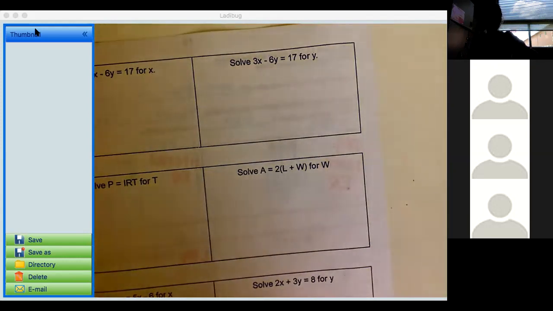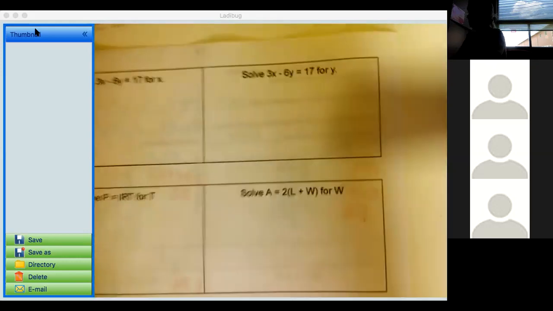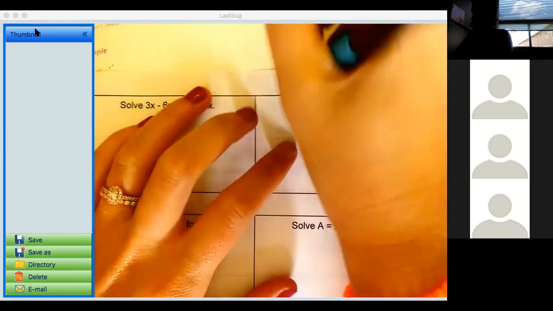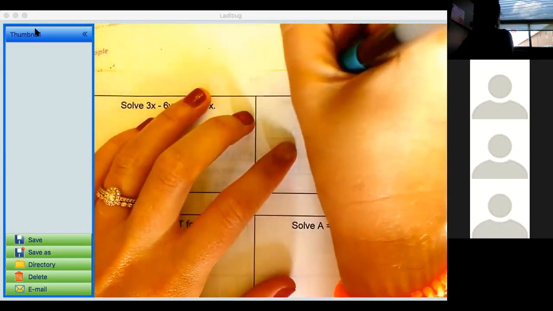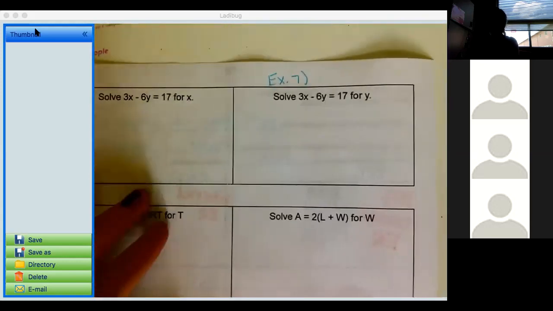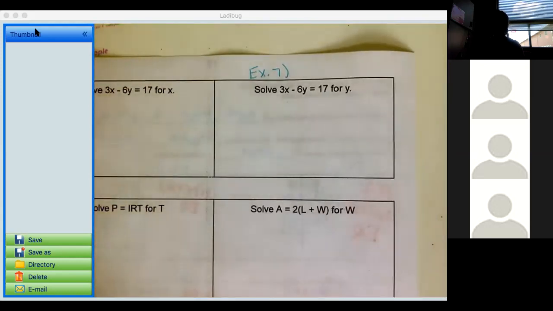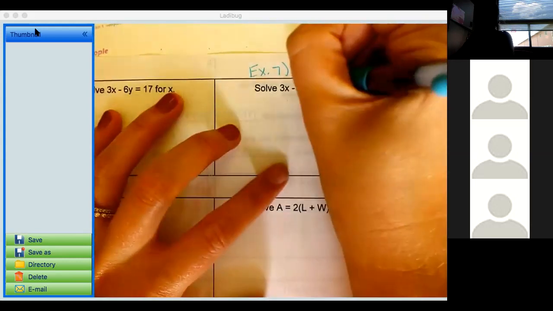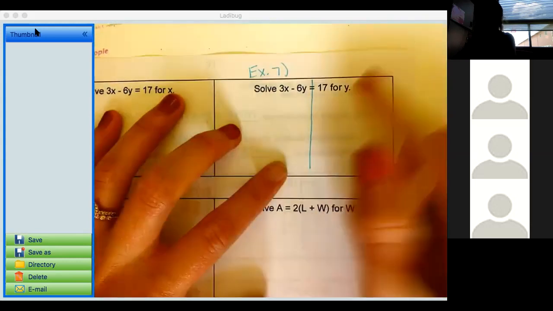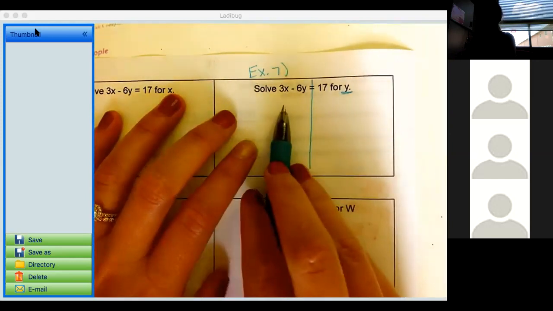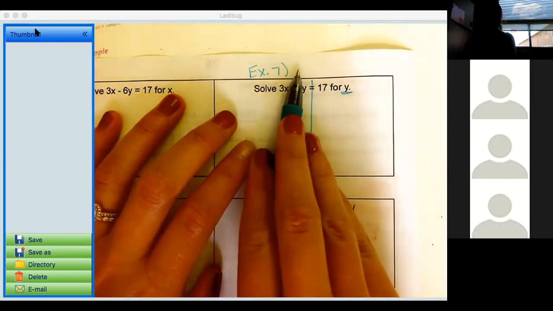It's 4 problems. All right, let's do this one right here. So we're going to call this 7. All right, what do they want us to solve for? So we need to go cover our Y. Do y'all agree? All right, cover it.